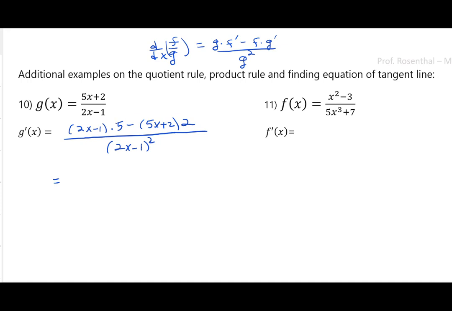Let's distribute. So we have 5 times 2x, which is 10x, minus 5 times 1, minus 2 times 5x, so minus 10x, and minus 2 times 2, so that's minus 4, everything over the same denominator, 2x minus 1 squared. And if you simplify the top, notice 10x minus 10x, you're going to cancel. -5 minus 4 is -9 over 2x minus 1 quantity squared.